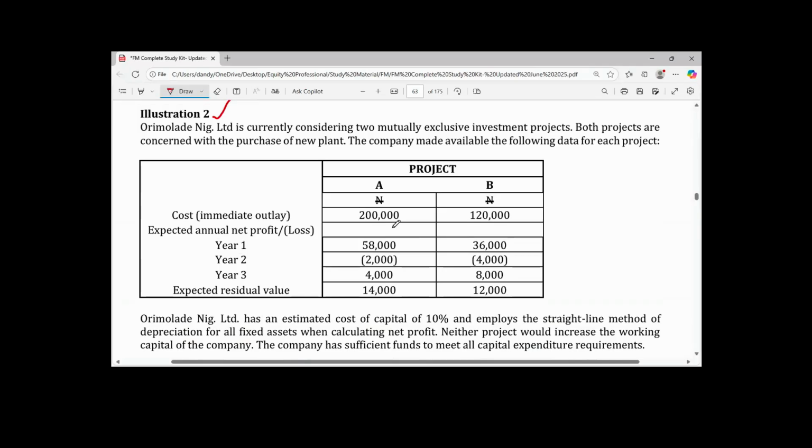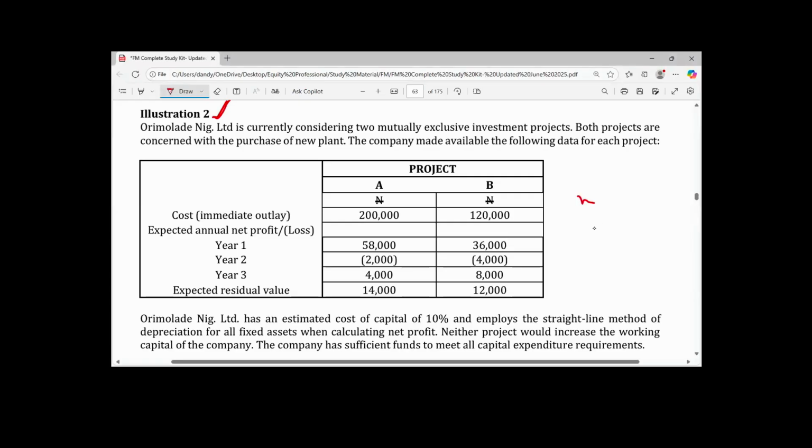I need one of you to read illustration number 2, Orimolade Nigeria Limited. Who is helping us to read? Who will take the lead? Who is there to help us to read? Who is taking the lead? Chidima, you want to try? Yes, I want to. All right, go ahead.